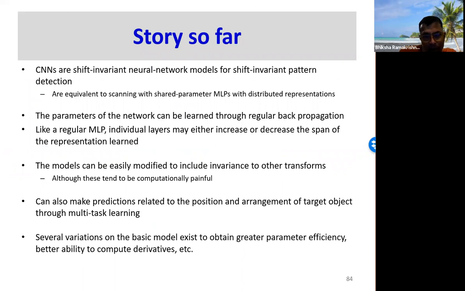And so, extending our story so far, our models can be easily modified to include invariance to other transforms. We can also make predictions related to the position and arrangement of the target object through what was effectively multitask learning. And several variations of the basic model exist to obtain greater parameter efficiency, better ability to compute derivatives, etc.